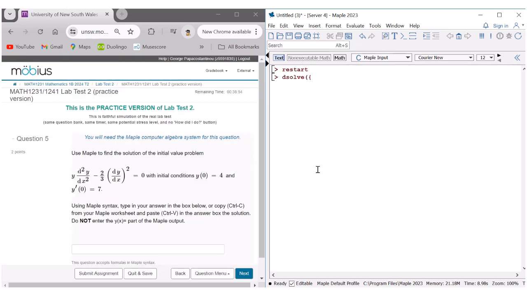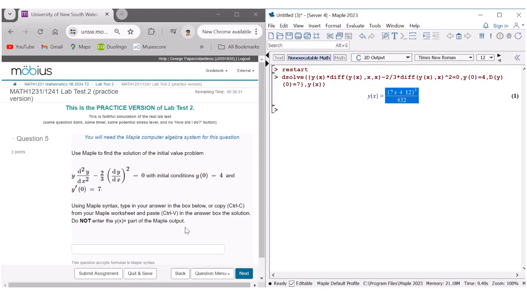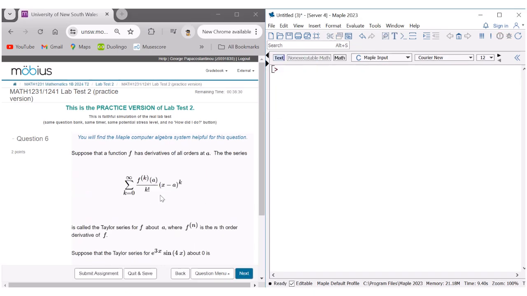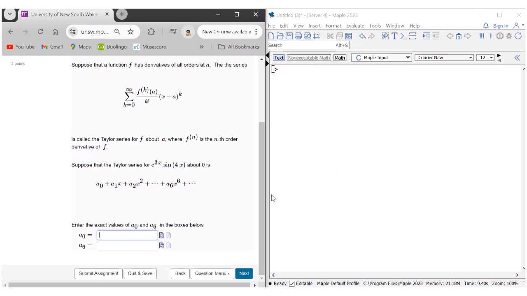Another dissolve. Zero, that, second derivative. No, that's not right. Seven. It should be zero, and then we diff this. Oops. Sine 4 times x. Okay.